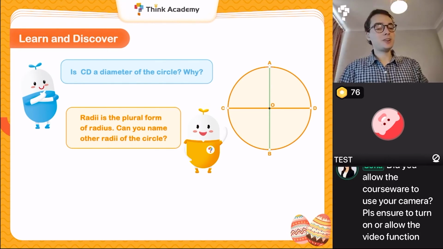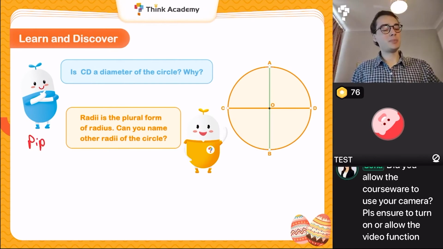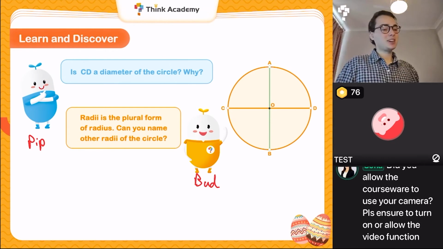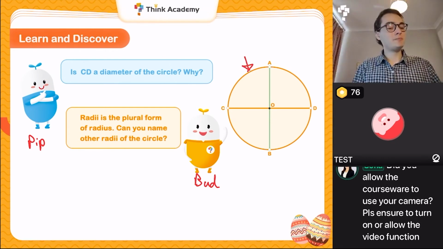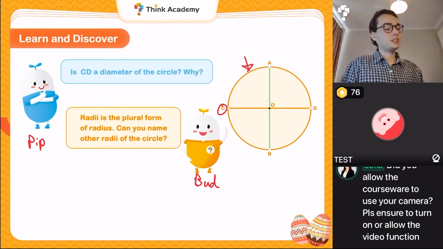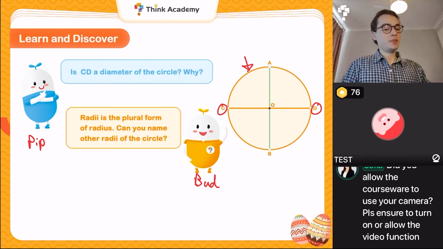So we've got our two, I think, Academy mascots on this page. They're called Pip and Bud, for those of you who haven't met them yet. And Pip is asking, in this diagram here, is CD a diameter of the circle? So the line going from point C to point D, is that a diameter? Okay, what do we think?